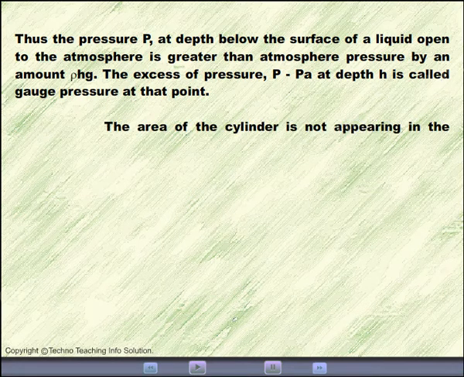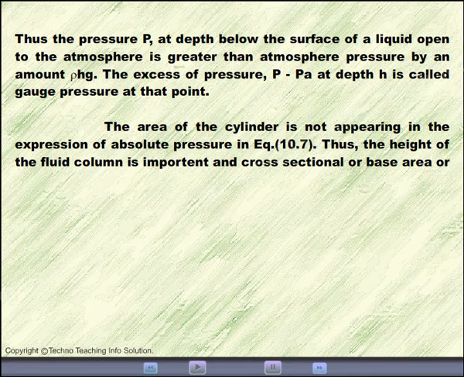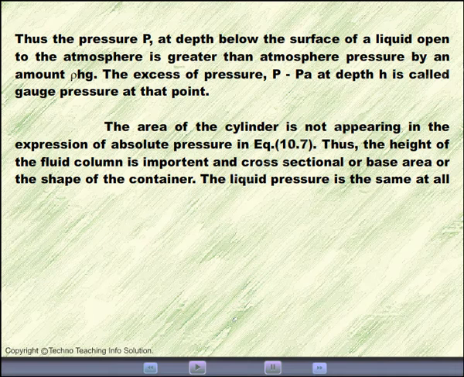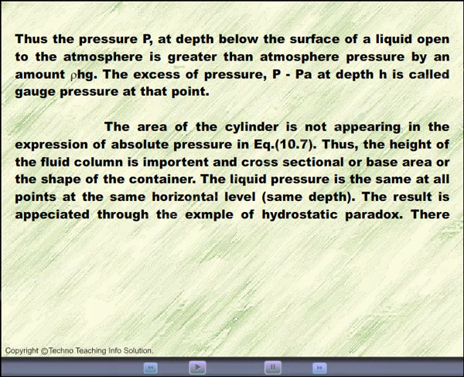The area of the cylinder does not appear in the expression of absolute pressure in equation 10.7. Thus, the height of the fluid column is important, not the cross-sectional or base area or the shape of the container. The liquid pressure is the same at all points at the same horizontal level, with the same depth. The result is appreciated through the example of the hydrostatic paradox.